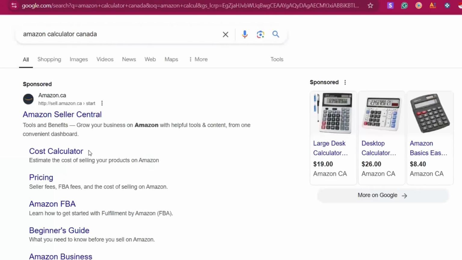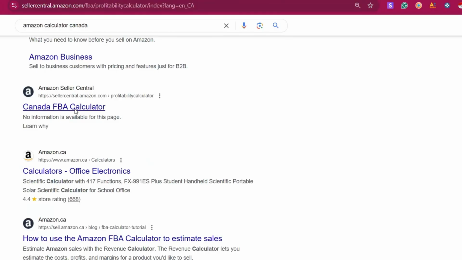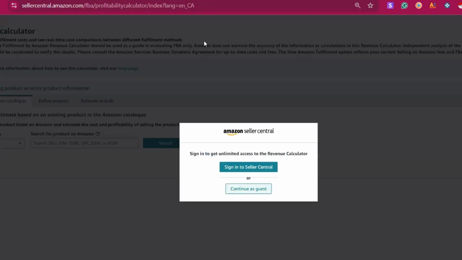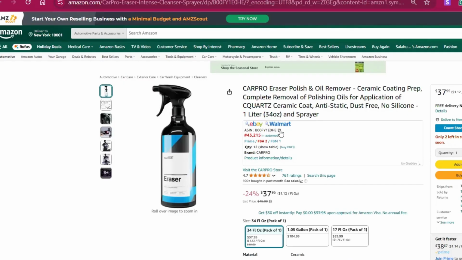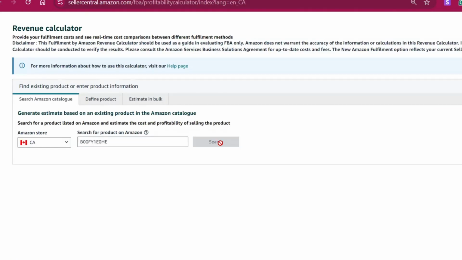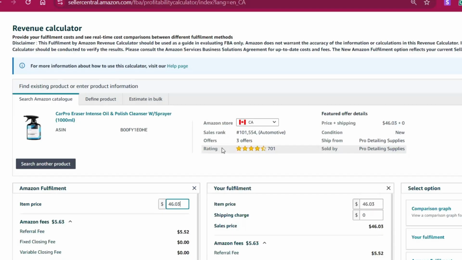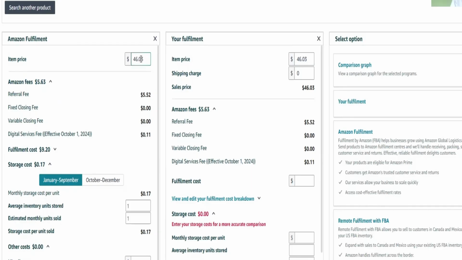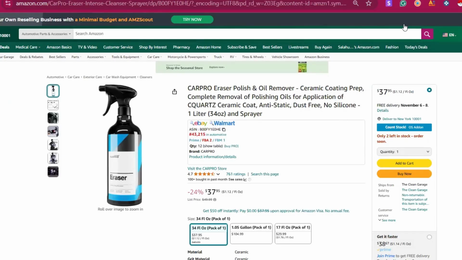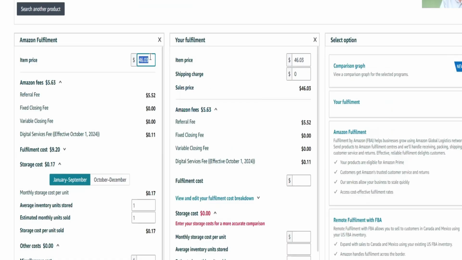If you want to check the profit margin, you can go to Google and search for the Amazon Revenue Calculator. If you are selling in the Canada market, you select Canada. You can either continue as a guest or sign in with your Amazon seller account. Then you copy the product ASIN from the product listing on Amazon and paste it into the calculator. After searching, the tool will show you the current selling price of the product, the condition of the product, for example, new or refurbished. For example, the product might be selling for $46, while on the Amazon page, the price might appear around $37. This helps you understand the price range in the market.